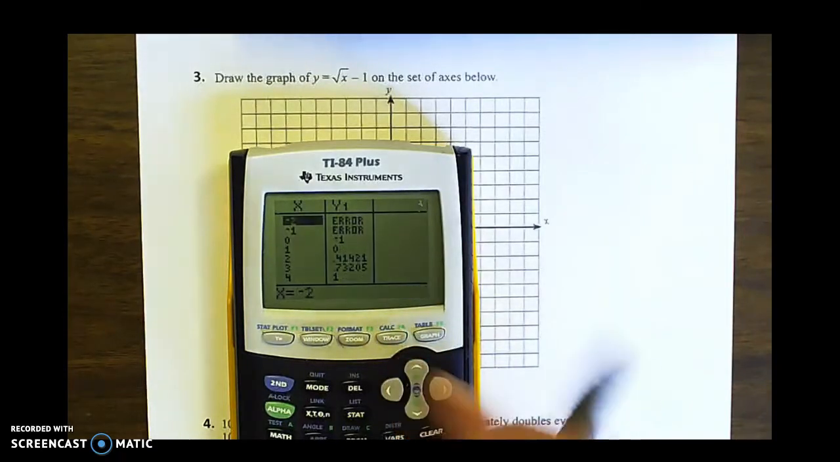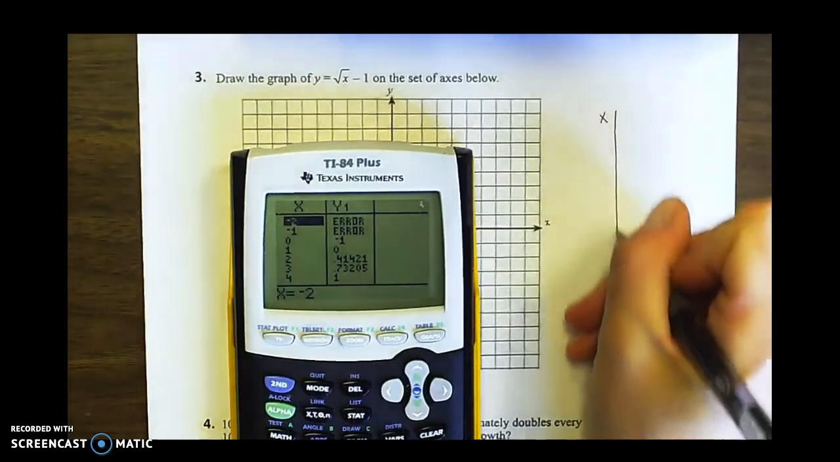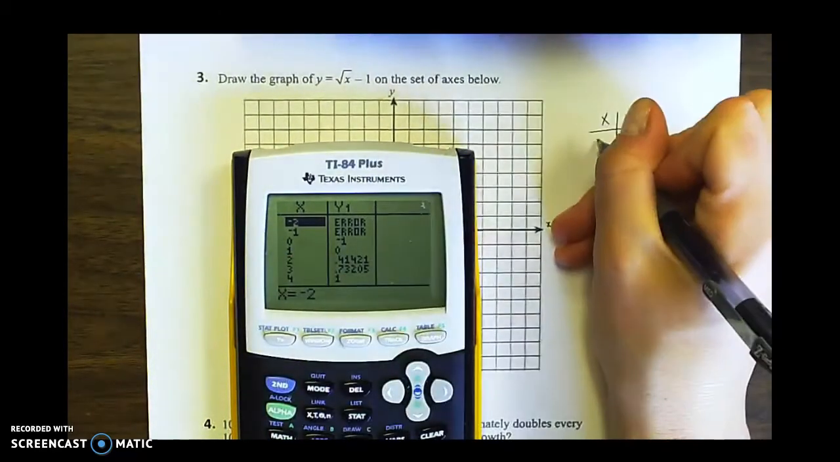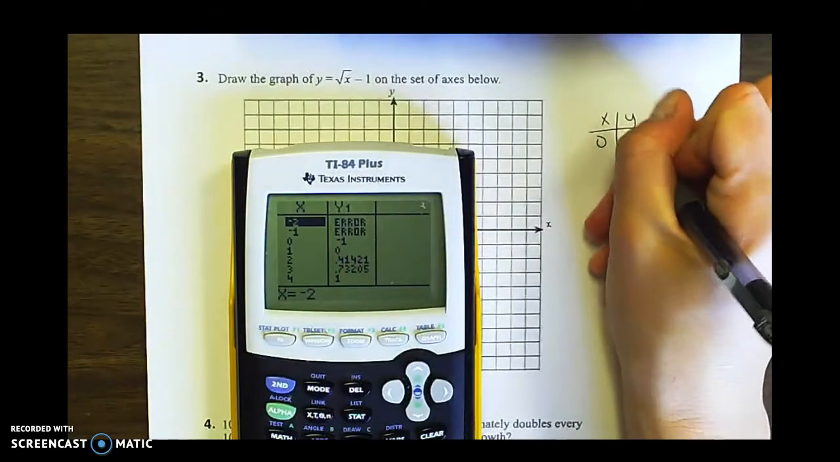Ooh, look at that. Whenever x is negative, there's an error. That means our function does not have negative x's, so we're going to start our x's at 0. And then it's going to be 0, negative 1.